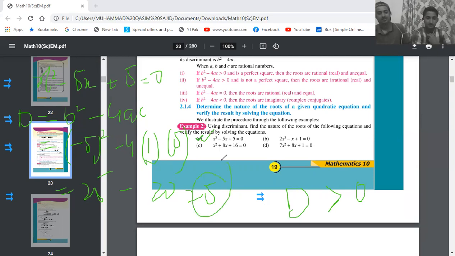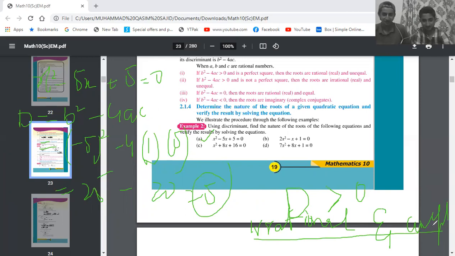So 5 is not a perfect square. So the roots are irrational, and unequal.